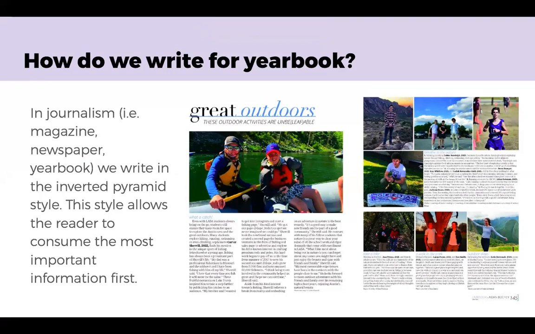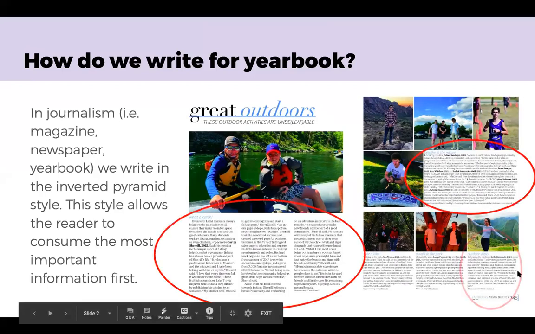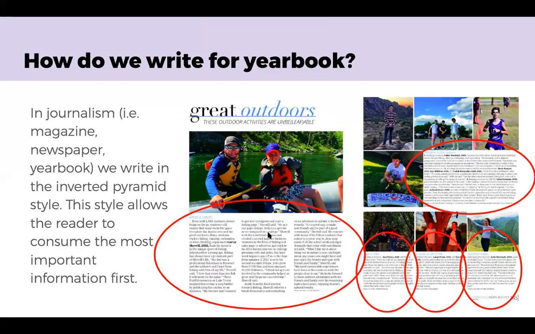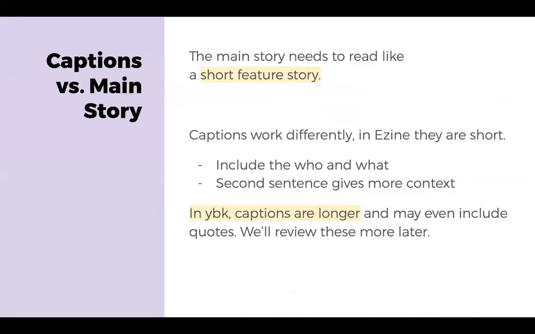Well, in journalism, whether that's with magazines or newspapers or even the yearbook, we write in the inverted pyramid style. And this allows the reader to consume the most important information first. So if we take a look at this spread, we have our headline, we have a subhead. This would be our main story right here. We have a caption and 3 more captions on here as well. When we are a reader, we're going to consume our main story a lot more than we are our captions. So it's really important that we're writing in the inverted pyramid style.